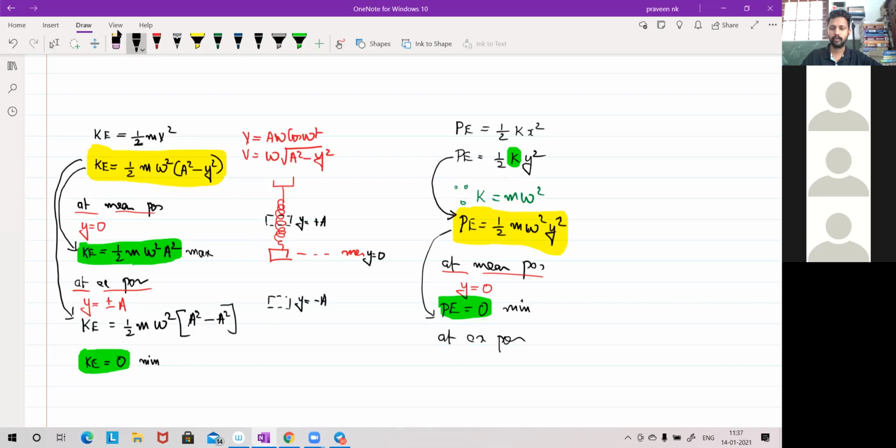At extreme position that we know, what will happen? At extreme position, the y value will be plus or minus a. That means the potential energy will become half m omega square a square, isn't it? If the potential energy value is half m omega square a square, what we have to understand over here is this is the maximum value the potential energy can possess. Therefore, the potential energy will be maximum at which position?